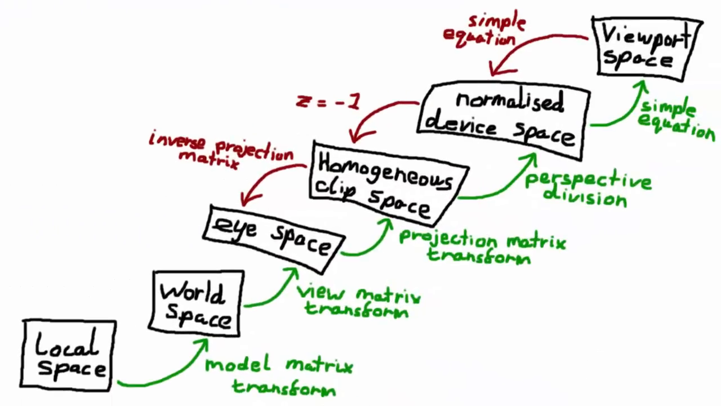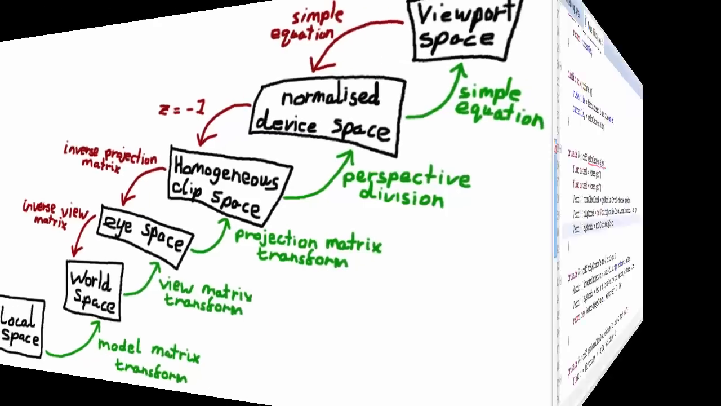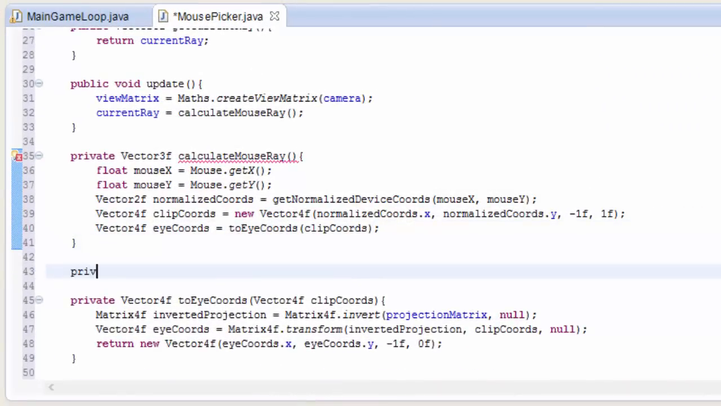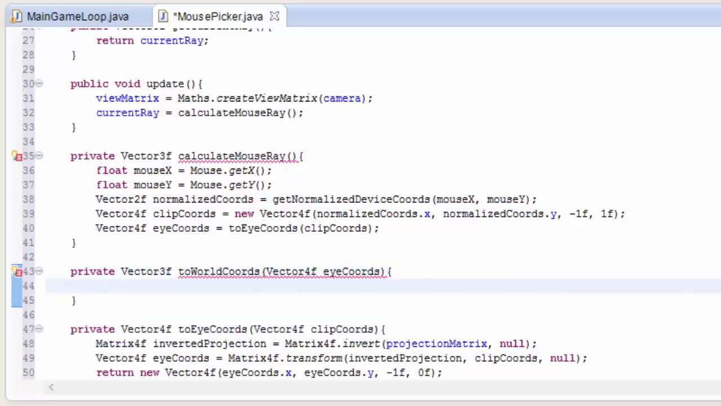So now we have the ray in terms of eye space, but we need to go one step further to convert it to world space. Usually, to get from world space to eye space, we transform using a view matrix. So to reverse this conversion, we just need to transform using an inverse view matrix. So last thing we have to do is to create a method to do just that. This method is going to convert from eye coordinates to world coordinates. So it takes in the 4D eye coordinates, and it's going to return the 4D world coordinates.